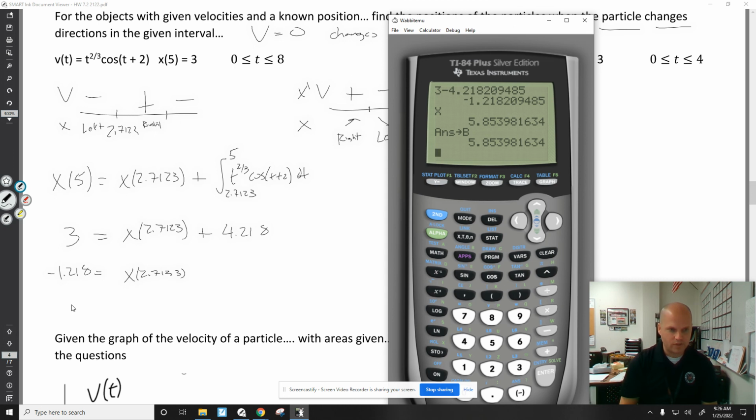So now I have the formula: my unknown position from the future compared to what I do know equals my known position from the past. I also could use this 2.7123 position now. That's another known position. And now this is important. I'm going to go from 5 to 5.853. What is the displacement between those two times?